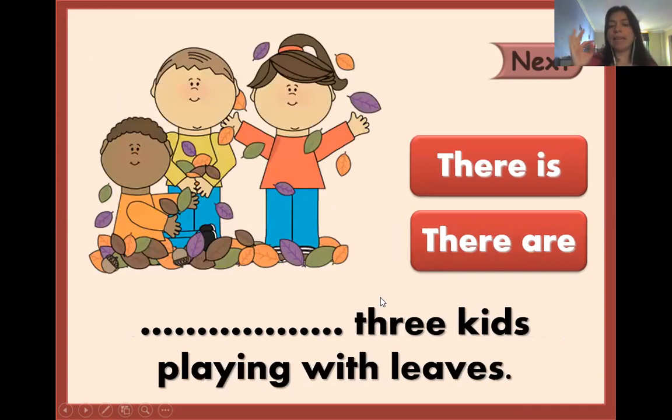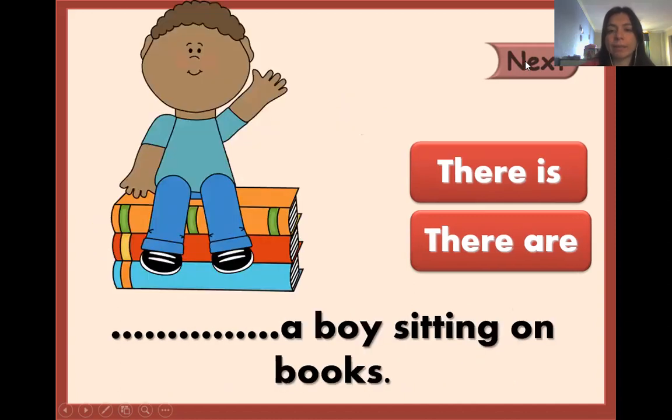3 kids playing with leaves. Which is the correct option? There are 3 kids playing with leaves. Very good. There are 3 kids playing with the leaves. Hay 3 chicos jugando con hojas, ¿no? A boy sitting on books. There is or there are? There is a boy sitting on books. Very good. There is a boy sitting on books.